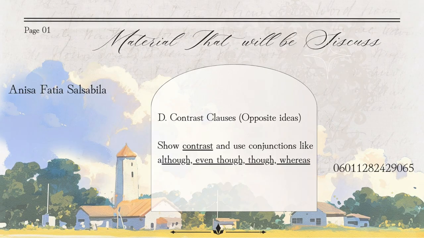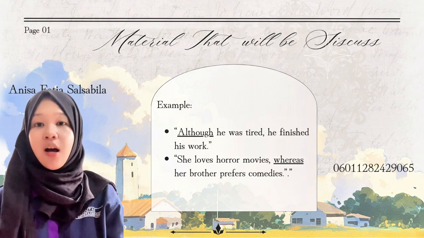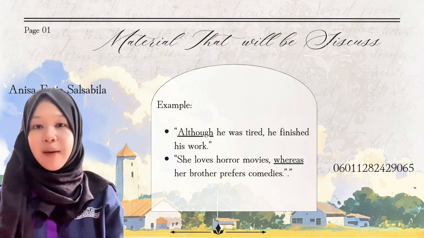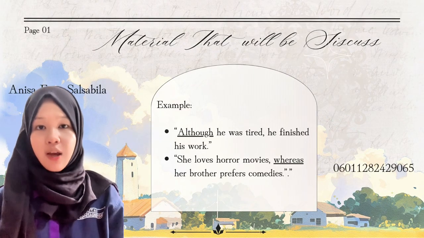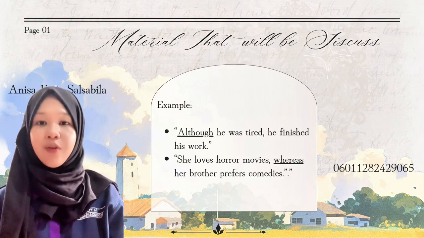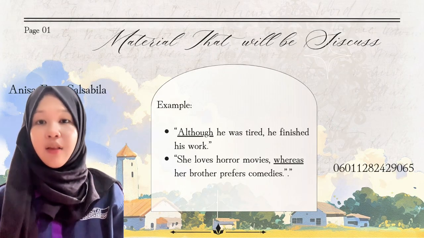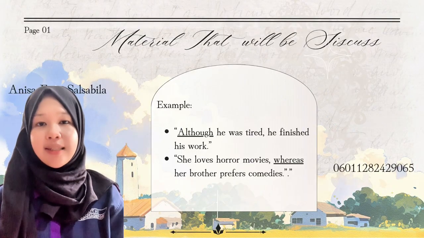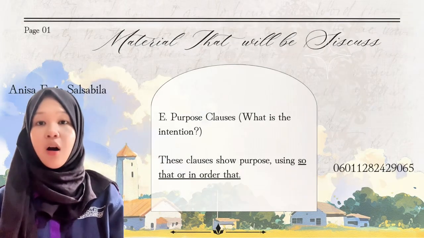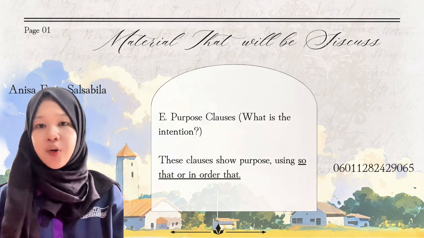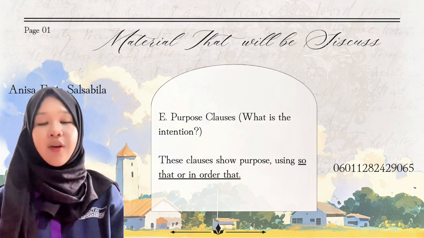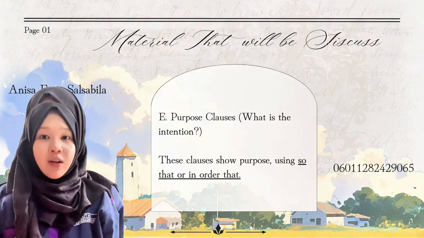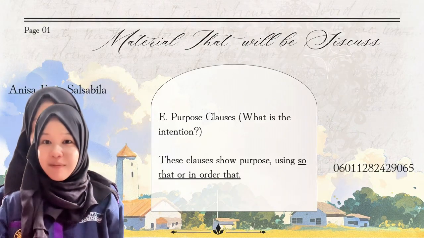The next type is contrast clauses, opposite ideas. These clauses show contrast and use conjunctions like although, even though, and whereas. For example, although he was tired, he finished his work. She loves horror movies, whereas her brother prefers comedy. Well, these structures are very helpful in academic writing, for example, when presenting arguments.